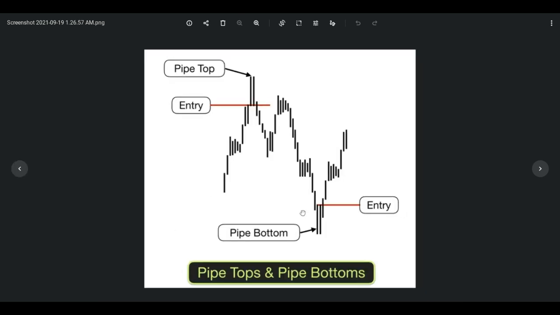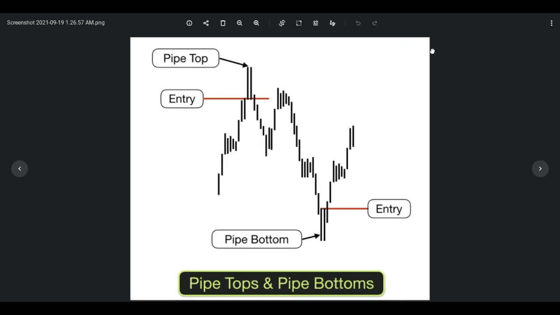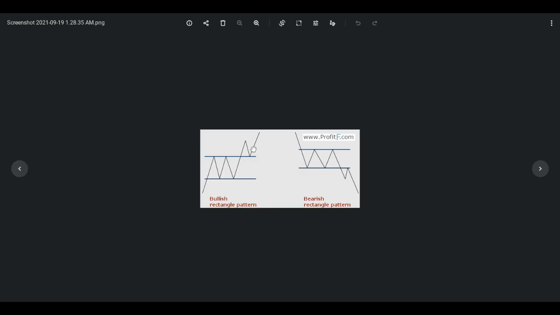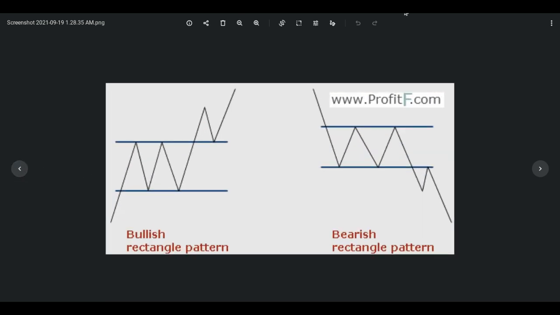This is also another look at a pipe top and also a pipe bottom. But right here, we're focusing on the pipe top. Now, the next chart pattern is the rectangle bottoms.